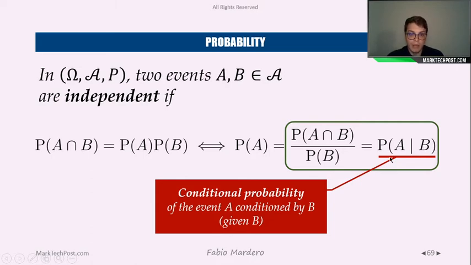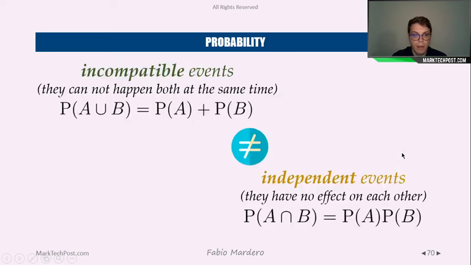But if the two events are independent, we can substitute this definition here at the numerator, and we get P of A. So it means that the probability of A conditioned by the event B is equal to P of A. Of course, they are independent, they are unrelated. They happen independently, so there is no conditioning between the two.